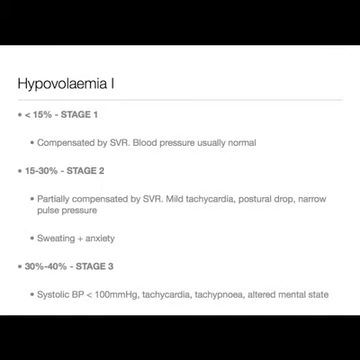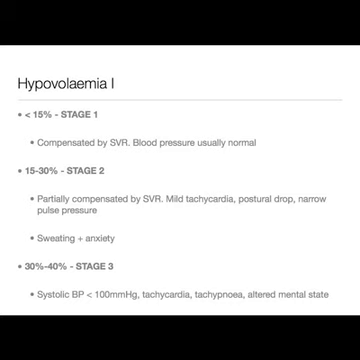The most common cause of shock is probably hypovolemia, and it's useful to stage hypovolemia into one of 4 categories. In stage 1 hypovolemia, where less than 15% of the blood volume has been lost, there is usually compensation via the systemic vascular resistance, so the blood pressure remains normal, the respiratory rate is normal. Patients often, however, have a slight pallor.